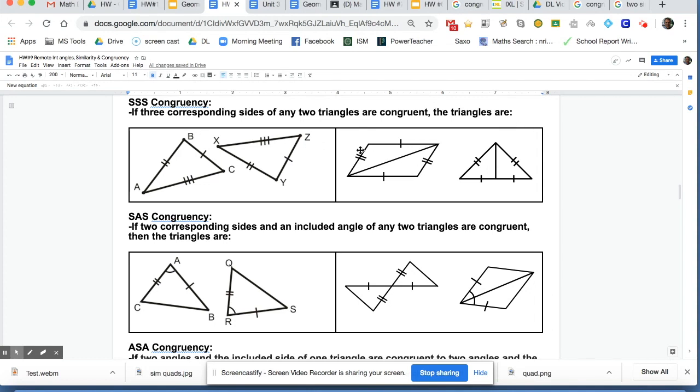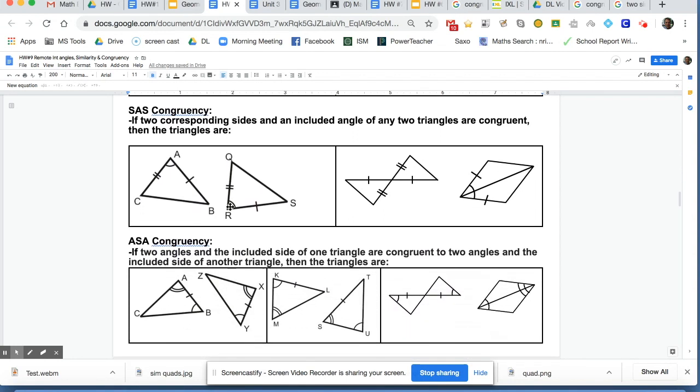So let's look at a couple of examples here that show side, side, side. We're only given two sides, but since this side is shared, it's a common side. Obviously, we have side, side, side congruency. Again, here we are sharing a side, so we have side, side, side congruency.